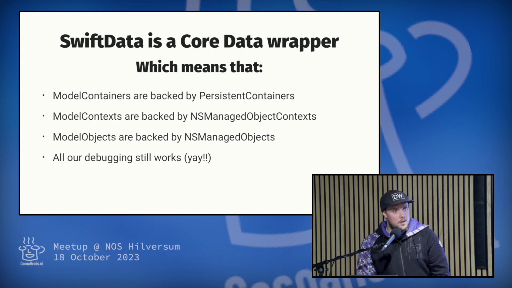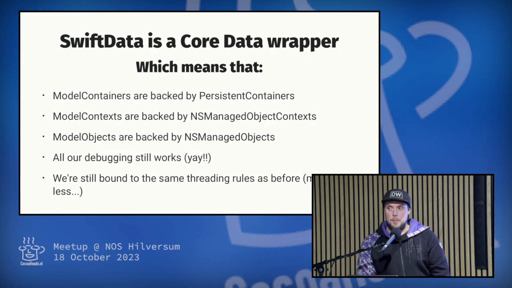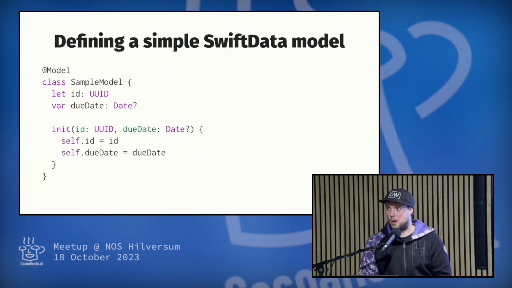And of course, the best part, it also means that we're bound by the same threading rules we had in Core Data. They did not change that, they did not remove that, but they did do a little bit of a better job of hiding that, but more on that later. So if you don't know what model container, model context, model object are, that's not a big deal. We'll actually look at how we make a SwiftData model.